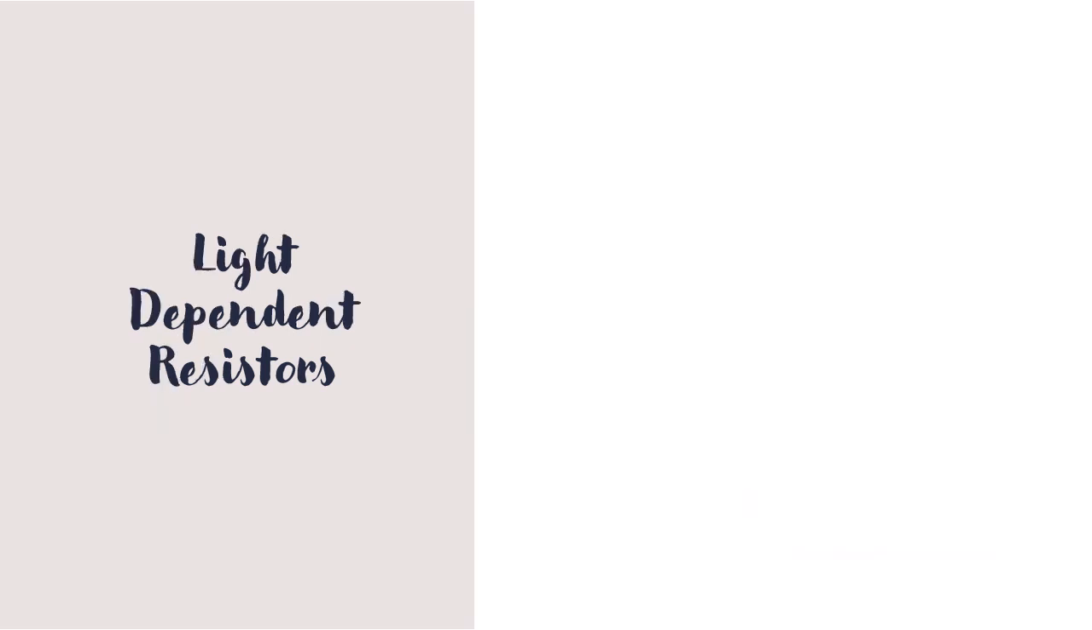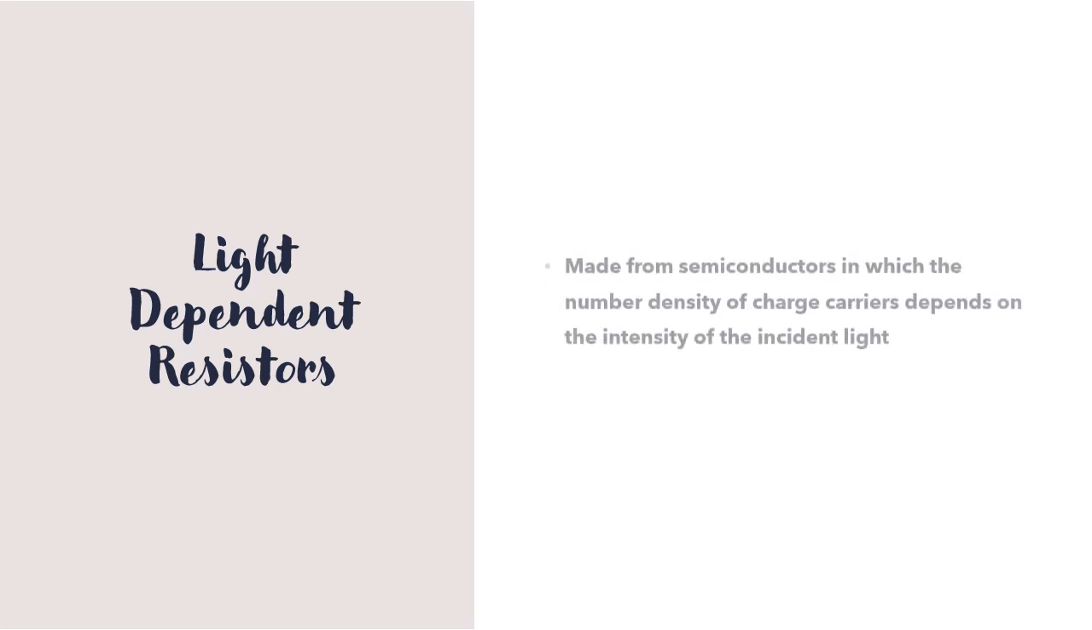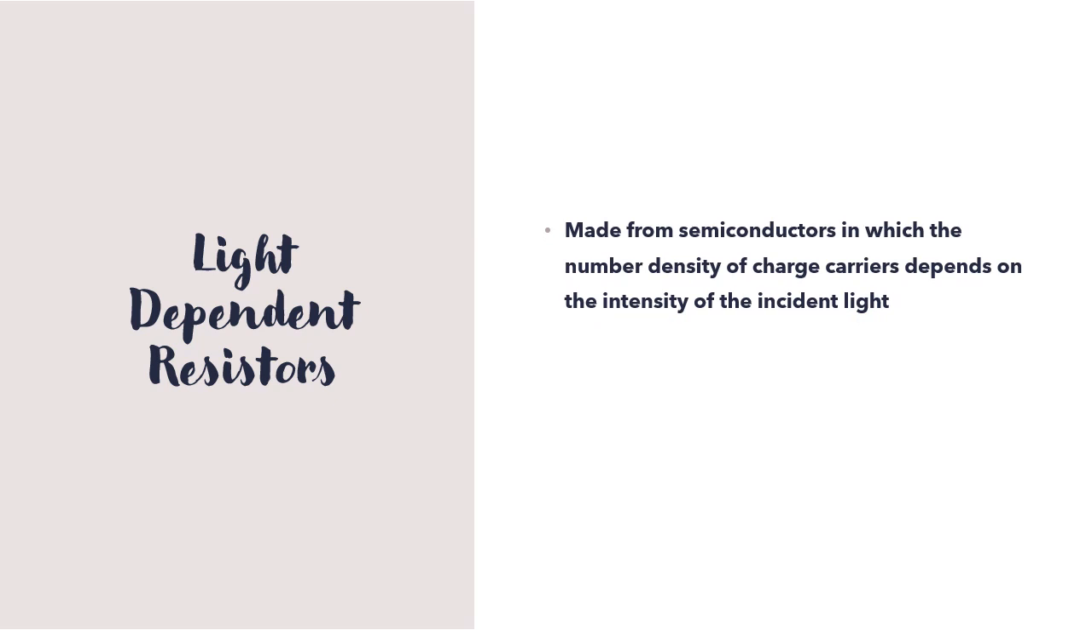Okay. So now that we have done thermistors, I'm moving on to light-dependent resistors. The answer is there in the name itself, light-dependent resistors. So its resistance depends on light. So these are also made from semiconductors, and as I just said, the number density of charge carriers or the number density of electrons in it depends on the intensity of the light falling on it.